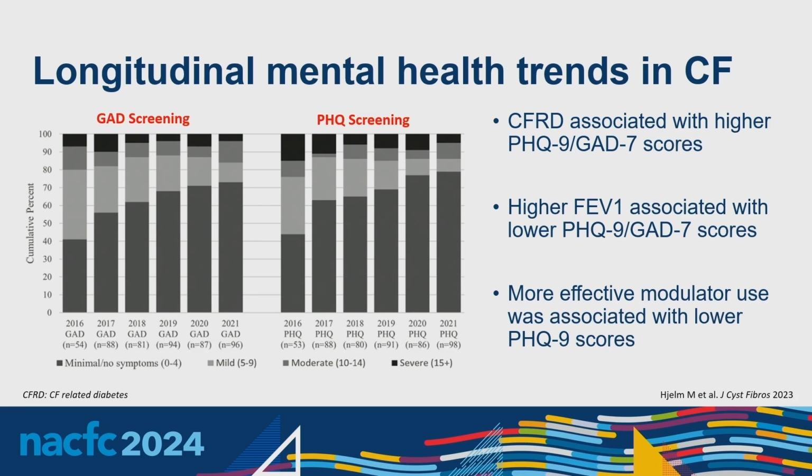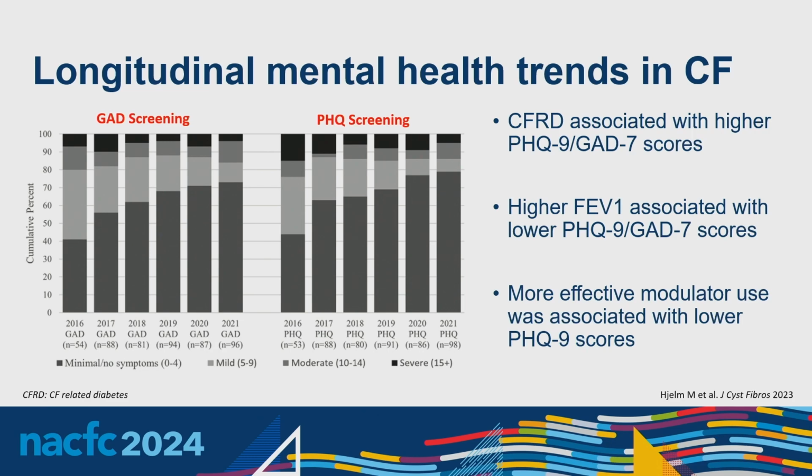The darker gray is looking at minimal to no symptoms, and as you can see, from 2016 to 2021, this increases, whereas the proportion of patients experiencing mild symptoms decreases over that time. Patients in both the moderate and severe categories remain stable, and this is despite the COVID pandemic in 2020. By 2021, in this study, they had about 95% of their patients on modulator therapy. The results of PHQ-9 screening were quite similar.